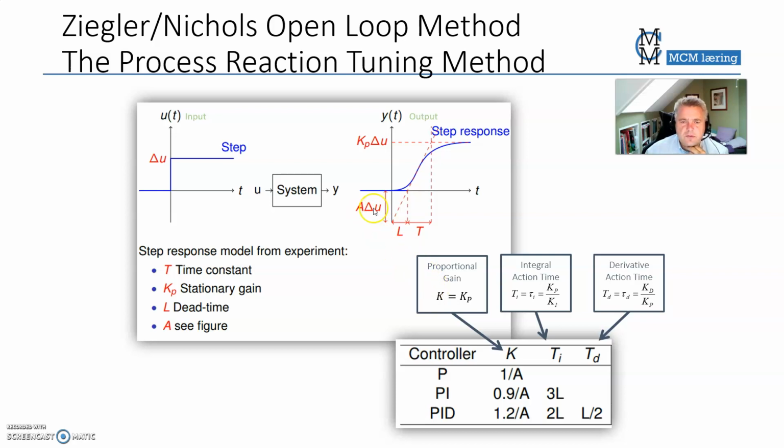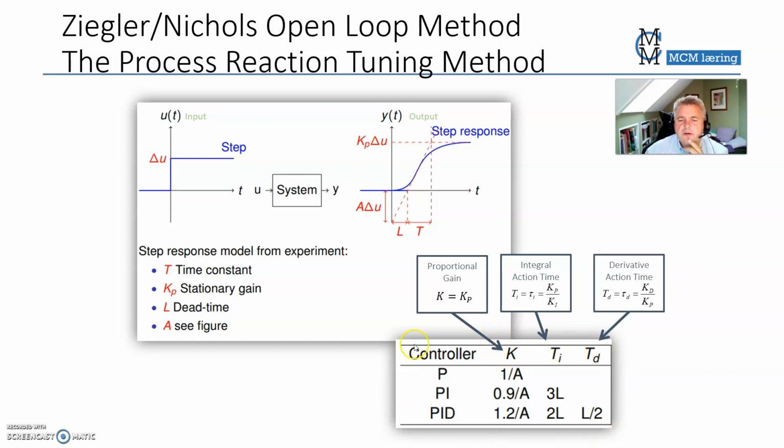And then when you have found the A and the L from this figure, you use that in a table like this. First you have to decide if you are to use a P control, PI control, or PID. If you use a P control, you should set your K value to 1 over A. So you use the A here. K here is the same as KP.